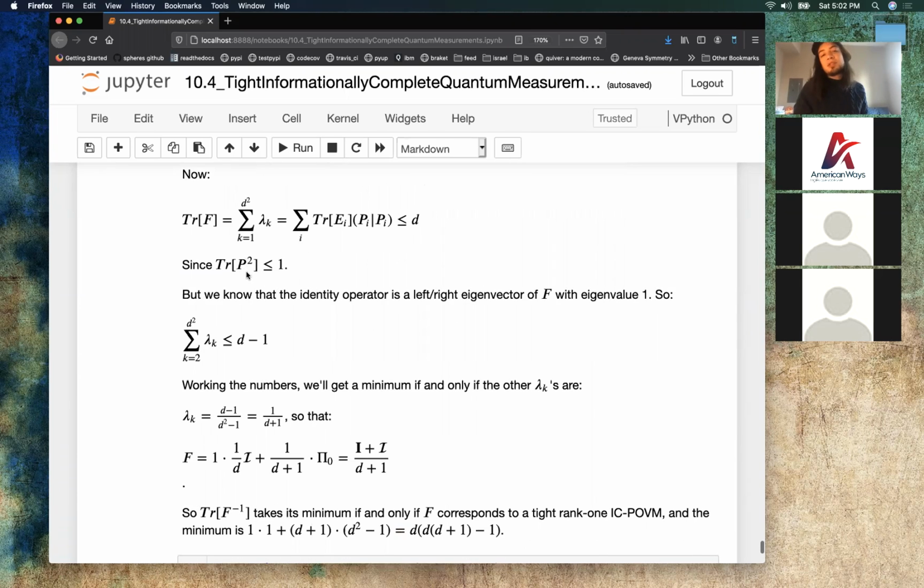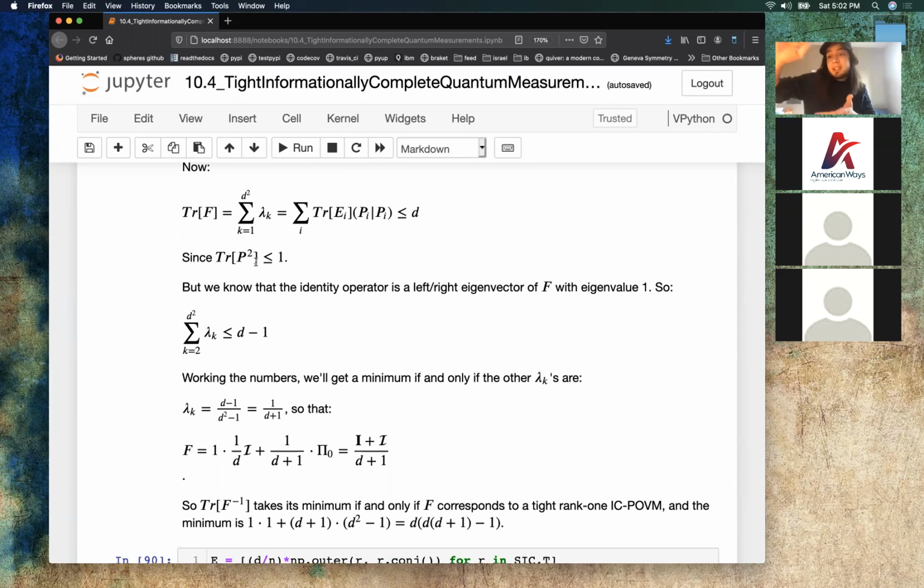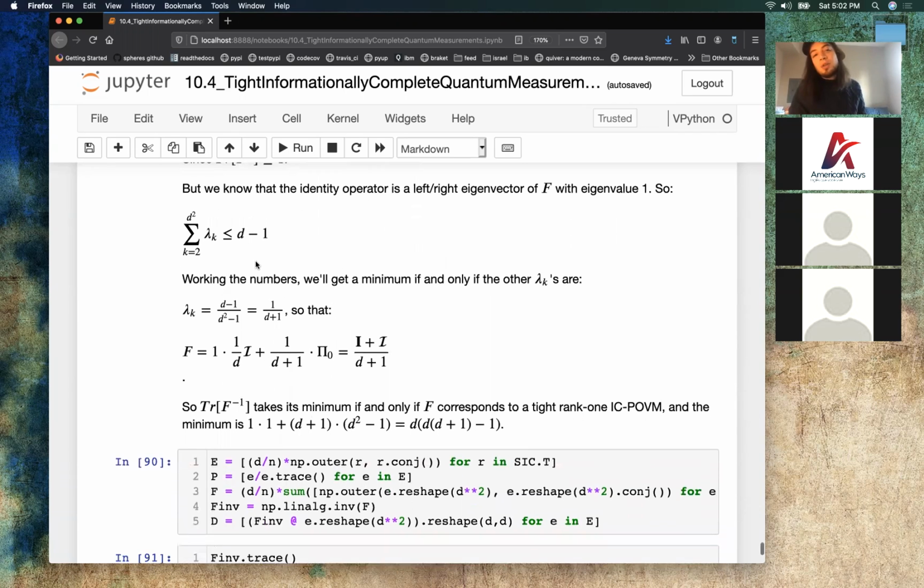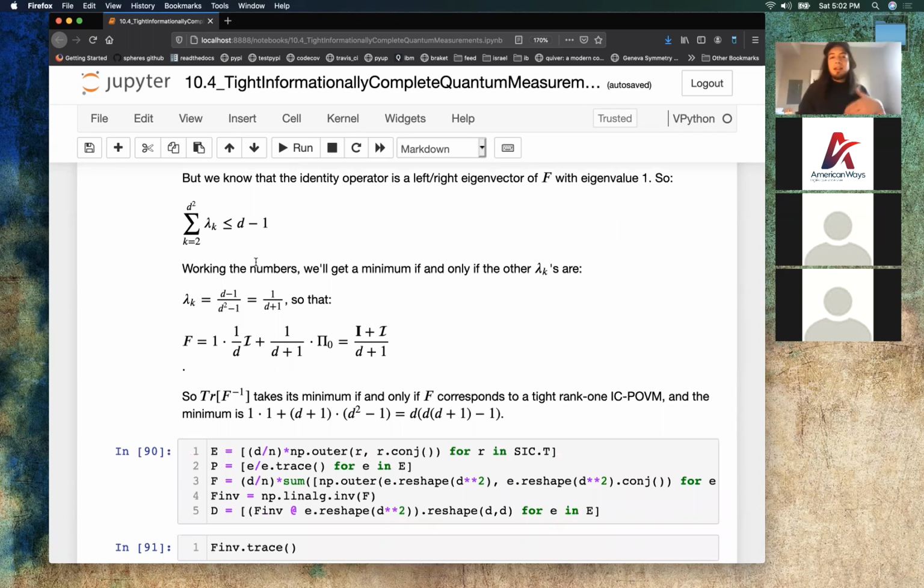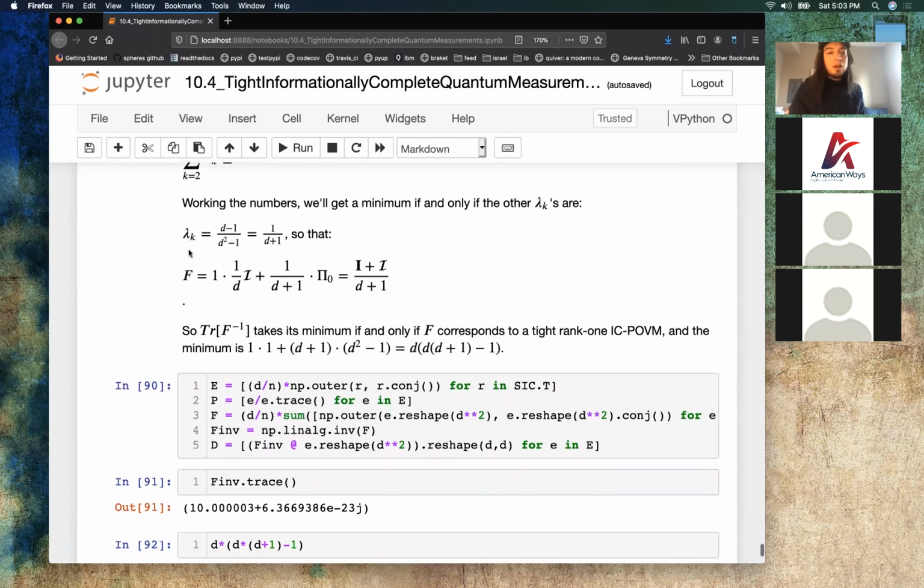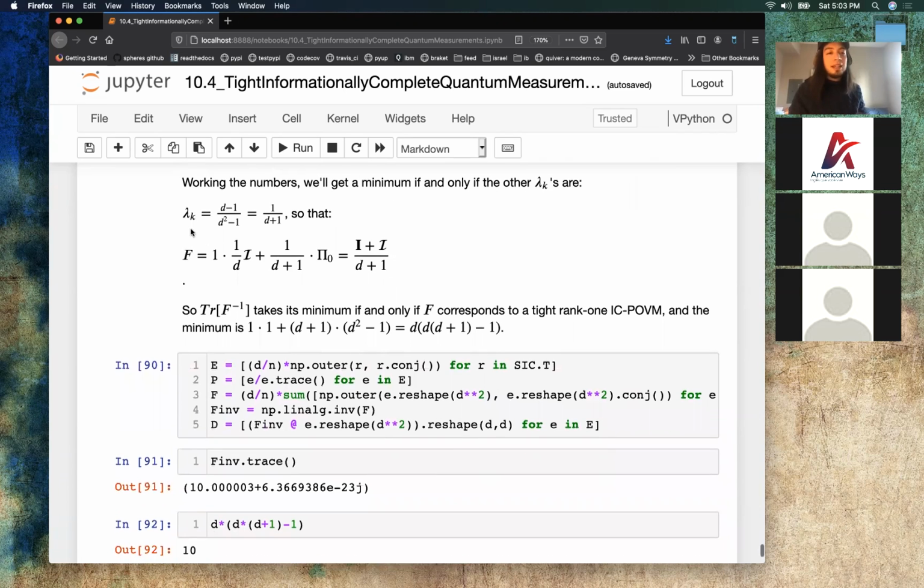Because ultimately the trace of these little guys squared, which are normalized, has to be less than or equal to 1, because they themselves have trace 1. And we also know, as we've had recourse to mention before, the identity operator is a left-right eigenvector of F with eigenvalue 1. So we can take that out, counting from 2, and work in the numbers, you ultimately get that the eigenvalues have to be 1 over d plus 1.